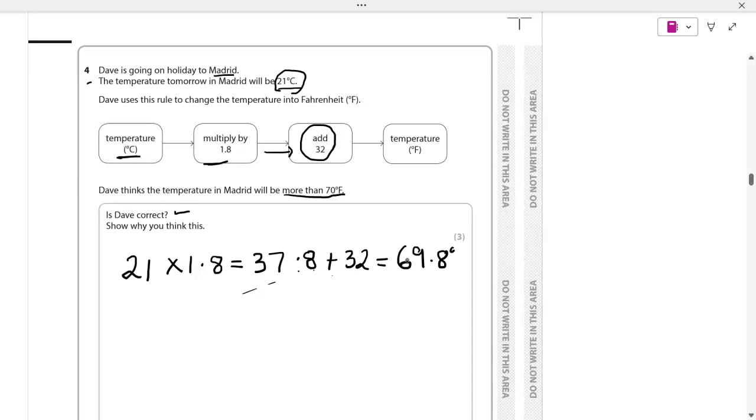69.8 degrees Fahrenheit. So now, is Dave right? He said it will be more than 70 degrees Fahrenheit. No, it's not right. He is out by 0.2 degrees Fahrenheit.